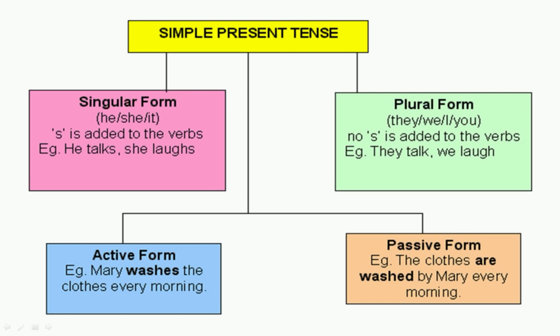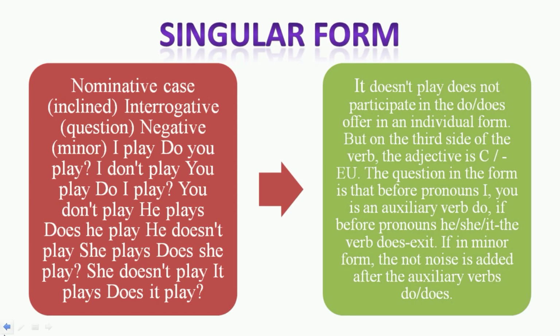Active voice: Mary washes the clothes every morning. It's a daily routine. This action happens every morning. Mary washes the clothes every morning. In the passive voice: the clothes are washed by Mary every morning. This is a difference. Be careful.